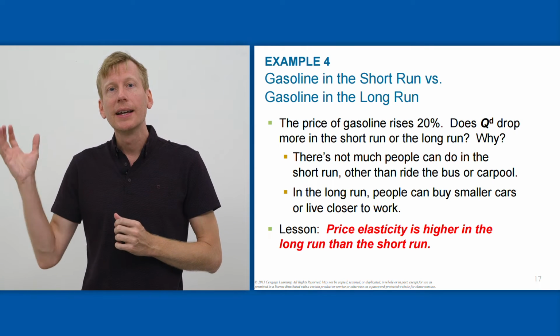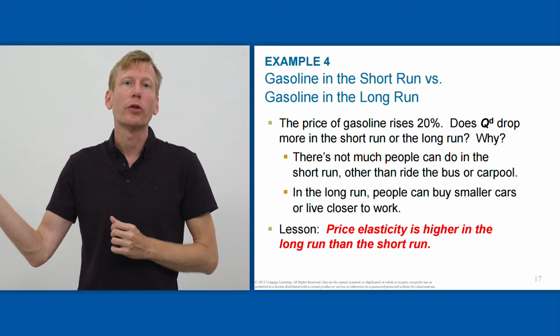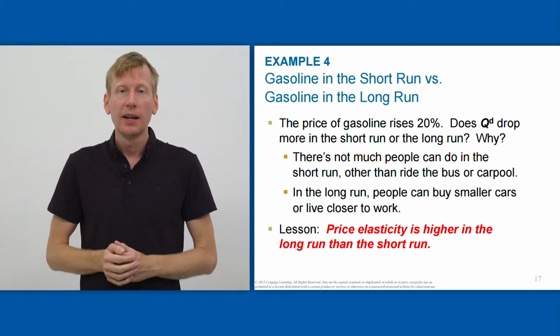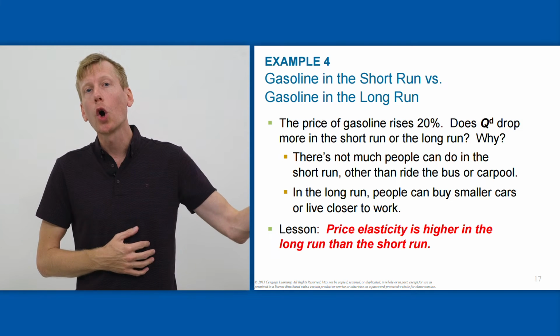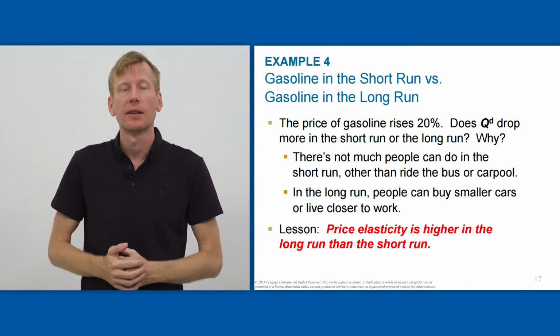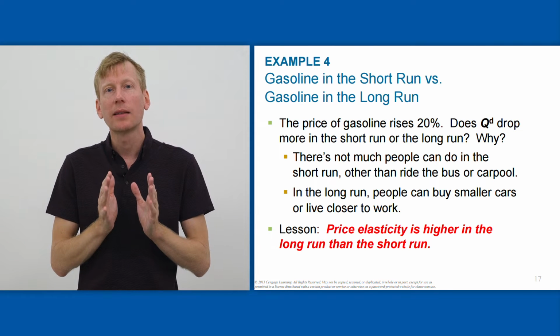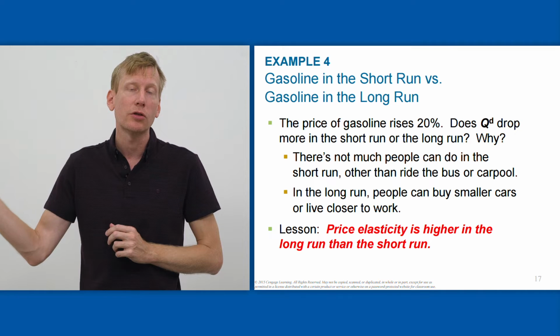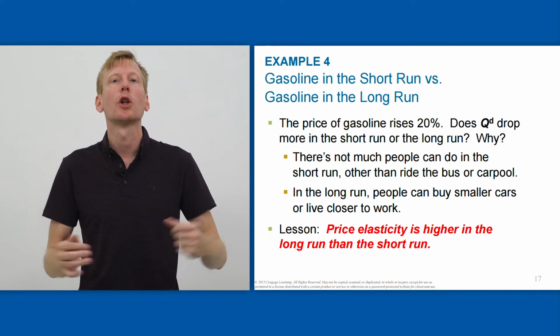As our last example, we look not at a pair of goods, but at the same good in two different scenarios. The first scenario is gasoline in the short run. Well, the short run is maybe the next few months, the next year, versus gasoline in the long run. And by the long run, we mean 5, 10 years. Would you expect the own price elasticity of demand to be higher for gasoline in the short run or gasoline in the long run?